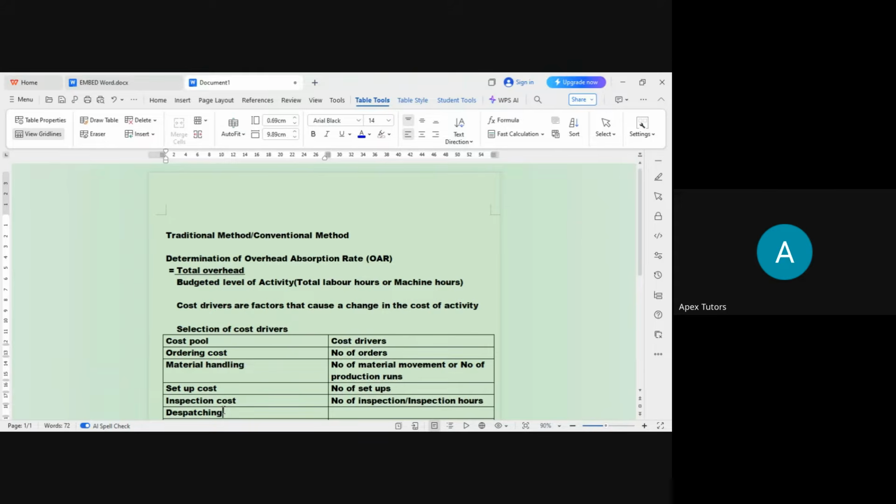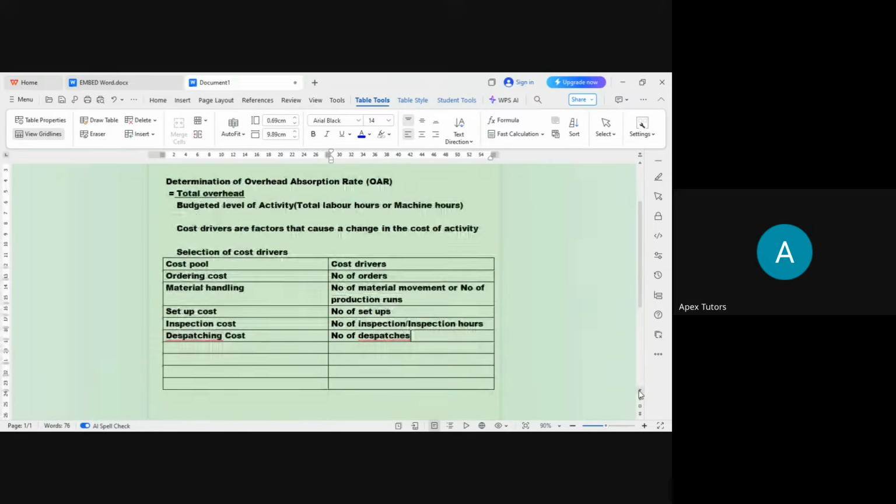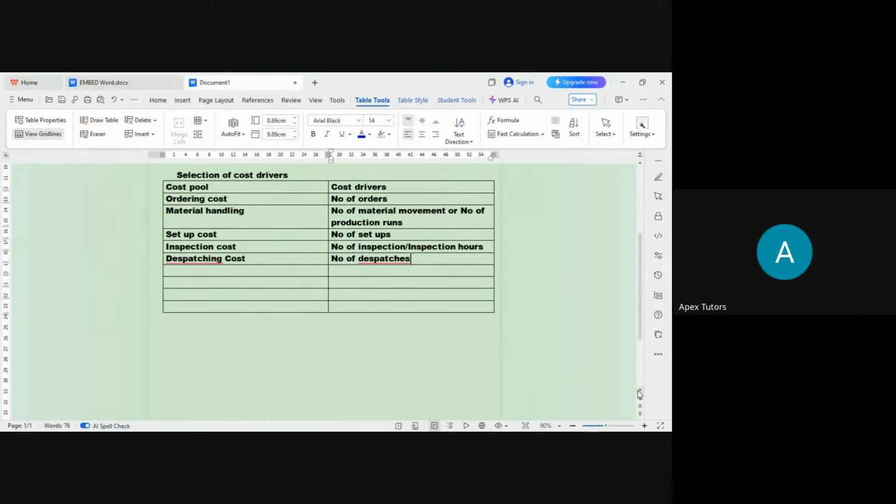Also, another common one, the list is much, but I'll stop listing. I think after this, pick an example. We can have dispatching cost. And what will determine your dispatching cost? The number of dispatches will determine your dispatching cost. So quite a number of lists to mention, but due to time, I'll stop here.